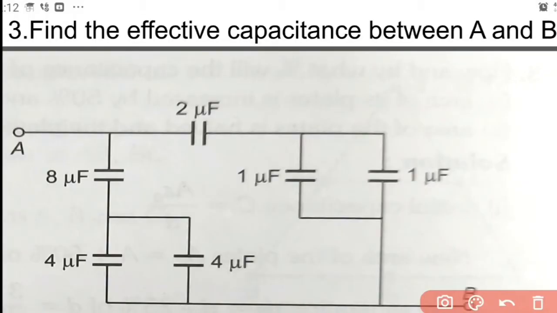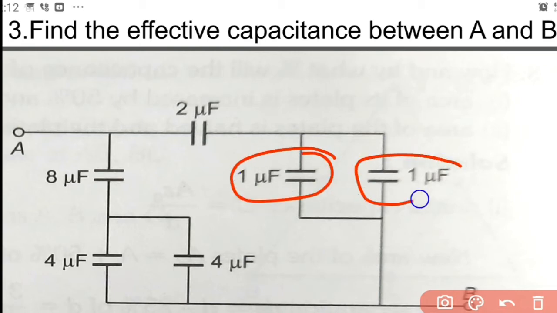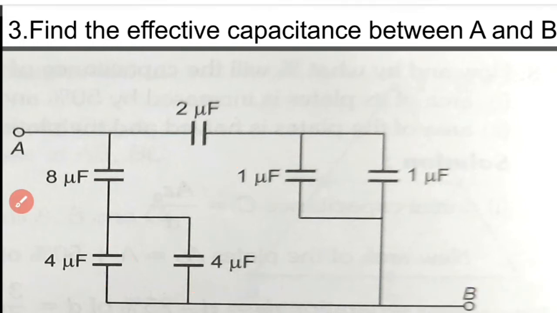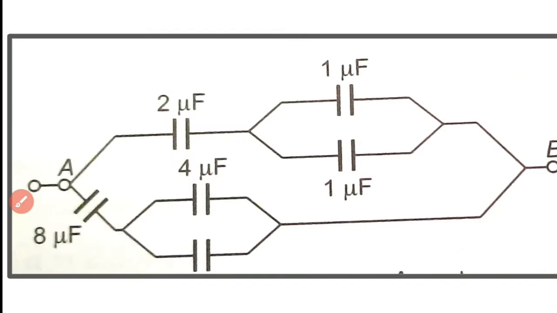Now in this question, again, we have series and parallel combination. So in this question, you can see this 1 microfarad and 1 microfarad are connected in parallel, and this 4 and 4 are connected in parallel. Okay. So when we draw the reduced diagram, in the next step we are just drawing another form of the same diagram to show that exact parallel combination and how the capacitors are coming. Like that it is drawn.